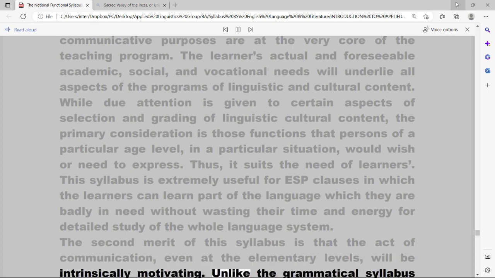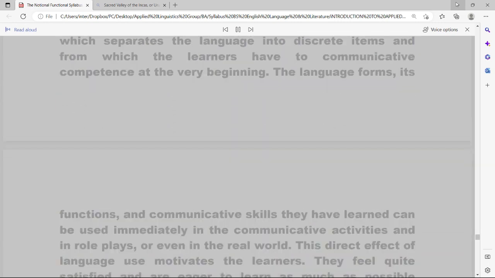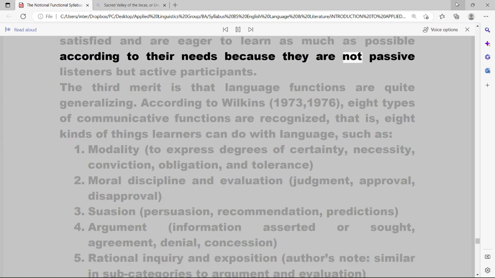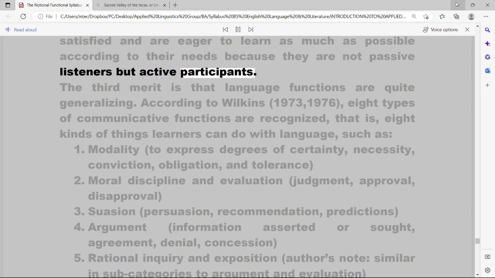motivating. Unlike the grammatical syllabus, which separates the language into discrete items and from which the learners have to acquire communicative competence at the very beginning, the language forms, functions, and communicative skills they have learned can be used immediately in communicative activities and in role plays, or even in the real world. This direct effect of language use motivates the learners. They feel quite satisfied and are eager to learn as much as possible according to their needs because they are not passive listeners but active participants.